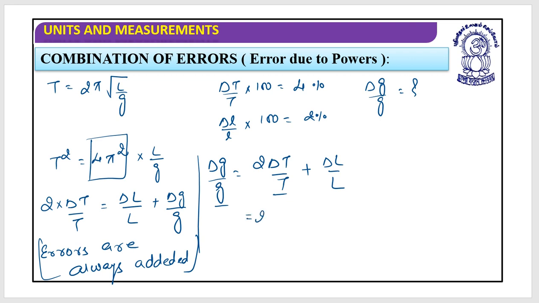Now delta T by T is 4 percent. So 2 into 4 plus delta L by L, which is 2 percent. So this comes to 2 into 4, which is 8 percent, plus 2 percent. That will give me 10 percent.